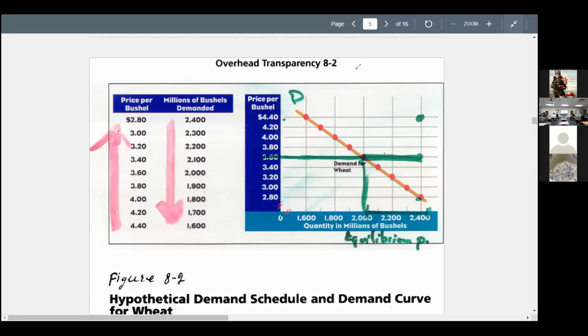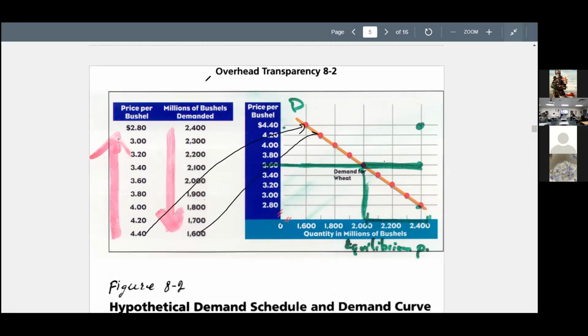So remember, two units ago, we talked about demand. On the left-hand side is a demand schedule. The law of demand says as price goes up, the quantity demanded goes down. You can see that here. At 440, only 1,600 bushels demanded. At 280, 2,400 bushels demanded. We take each one of those and plot it; that's how we made our demand schedule. The demand curve slopes down from left to right because of the law of demand.